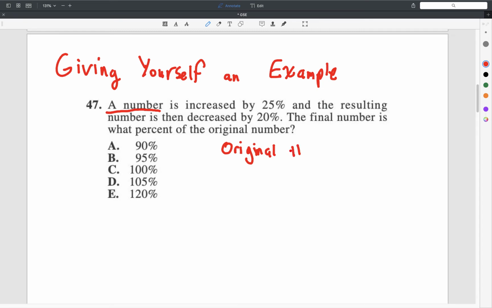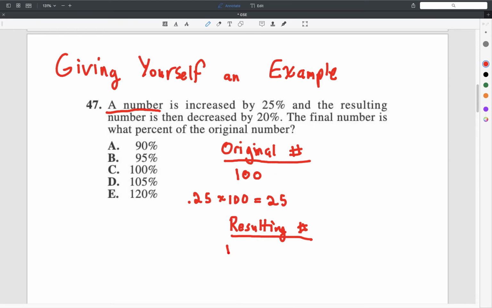And the more you can write this stuff down, the better, just to keep track. So the original number is going to be 100. And it says that we're going to increase that by 25%. Well, as I said before, 25% of 100 is just 25. So since we're increasing 100 by 25, our new number, let's call it the resulting number, since that's the way they worded it, is going to be 125.